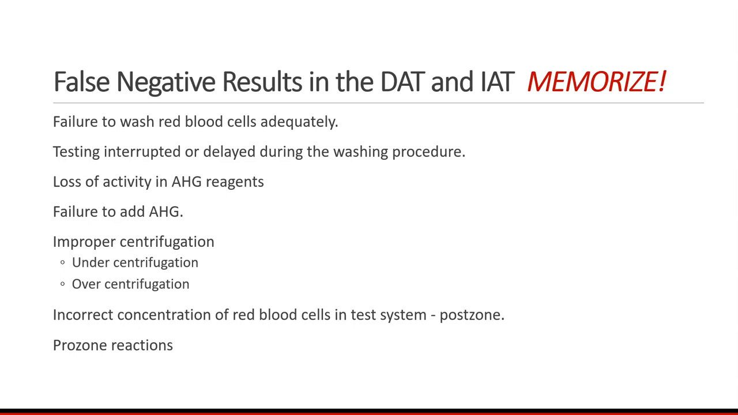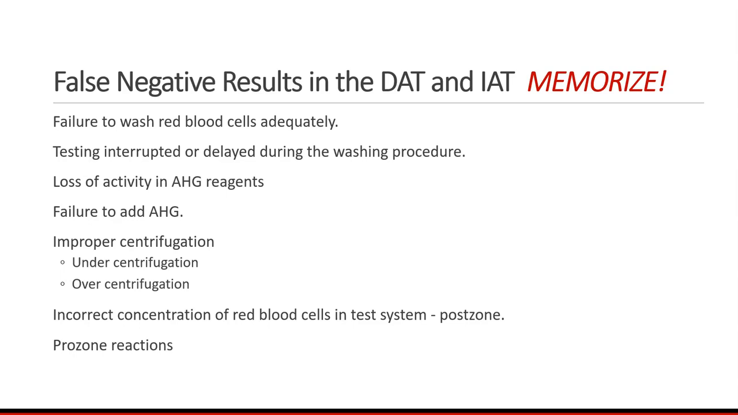Improper centrifugation. Under centrifugation, you're not allowing the antigens and antibodies to come in close proximity to each other, and so there will not be the lattice formation. Over centrifugation, the cells will stick so hard to the bottom of the tube that you're having to shake incredibly hard to dislodge it from the bottom. Because you're shaking so hard, if agglutination is there, you can have a false negative because you shook it too hard.